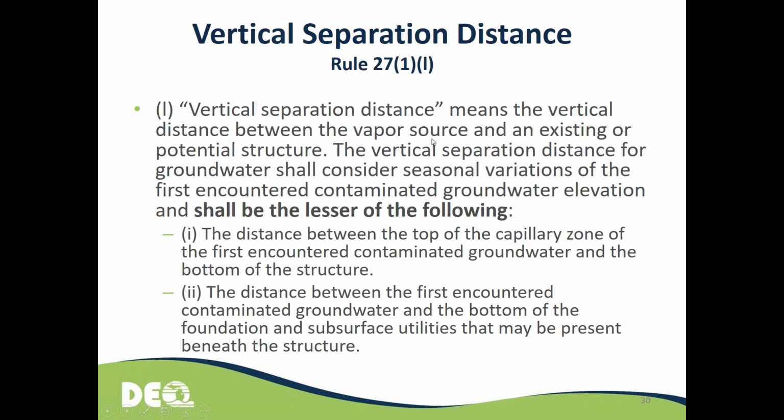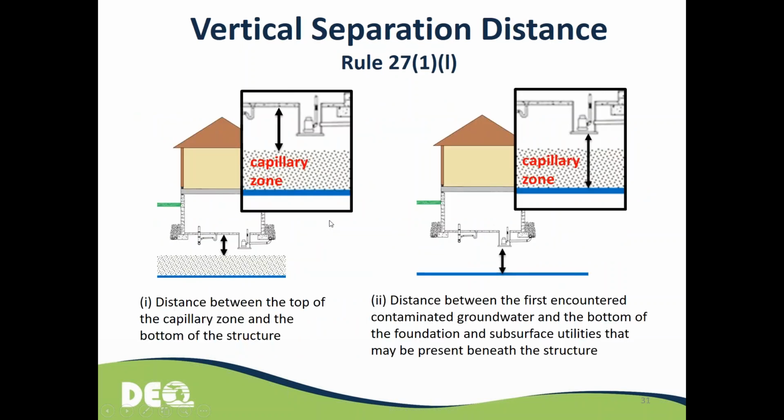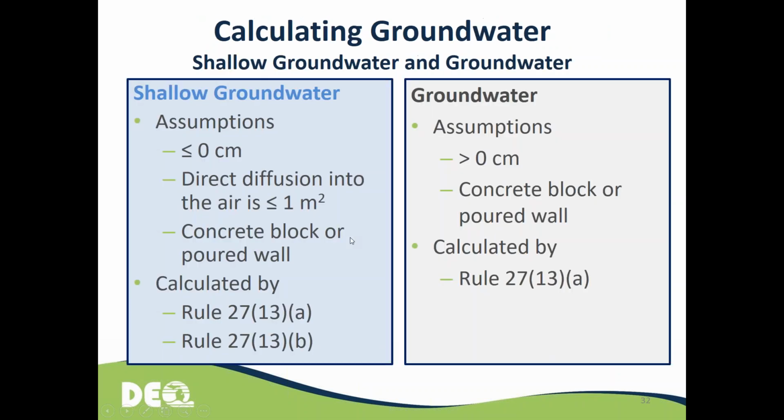And that is, the vertical separation distance is the lesser of either I or double I. And that's important to understand, and I'm not going to read it because the next slide is a pictorial representation of what the difference is between I and double I. But it's important to understand that the separation distance and how you calculate your groundwater value is based on the depth of groundwater, the capillary zone, and the distance between those in the structure.